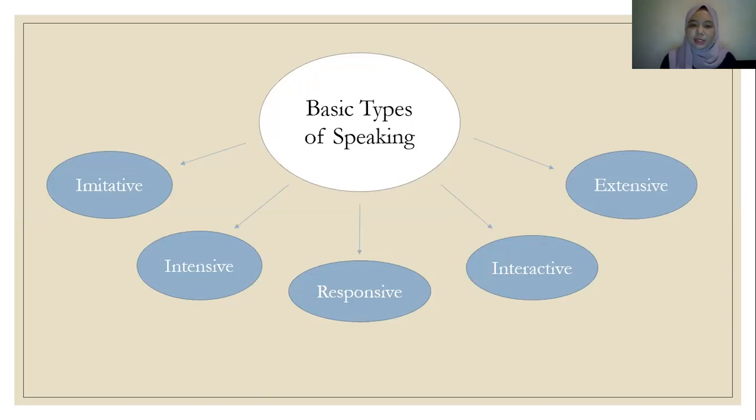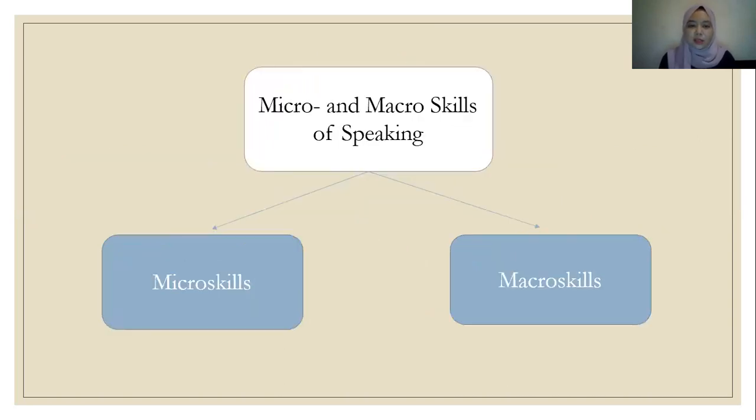And the next is that assessing speaking has micro and macro skills of speaking. The first one is micro skills and the second one is macro skills. So the micro skills of speaking refer to producing the smaller chunks of language such as phonemes, morphemes, words, collocations, and phrasal units.